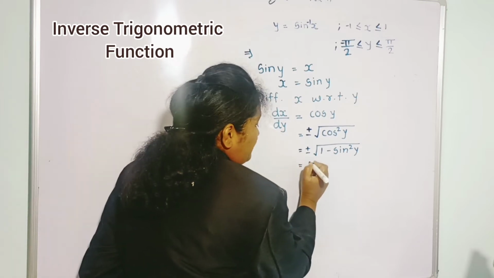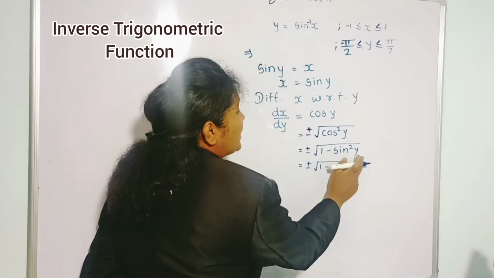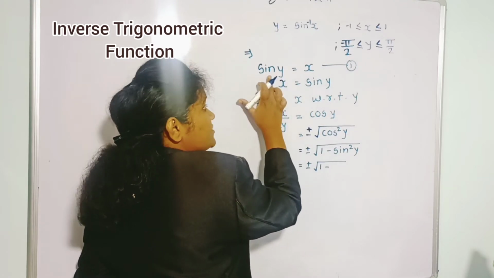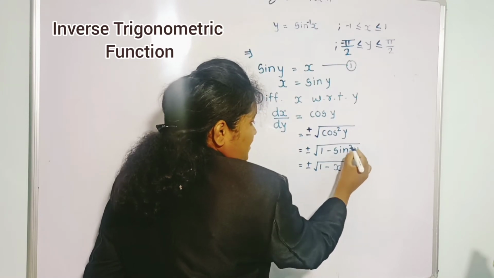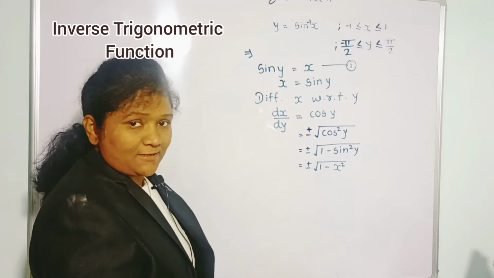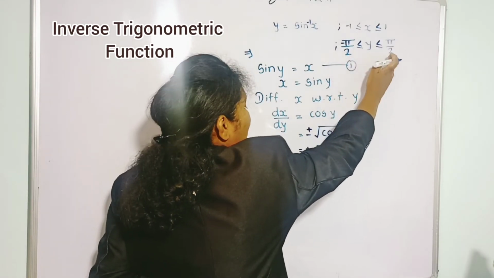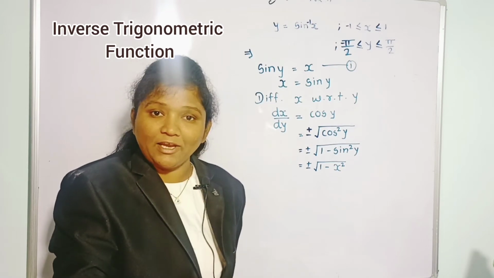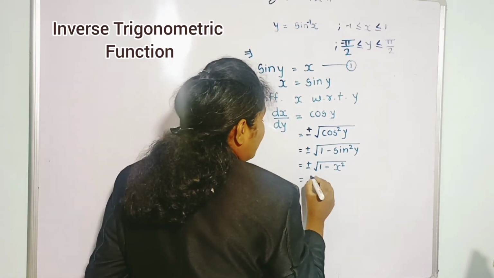Now here, plus minus square root of 1 minus sine square y. From the earlier equation we can write x in place of sine y. Here it is squared, that's why we have to write the square. Now what about the plus or minus sign? As y lies between minus pi by 2 to pi by 2, y lies in the first or fourth quadrant, so cos y is always positive. That means we will take it as positive.